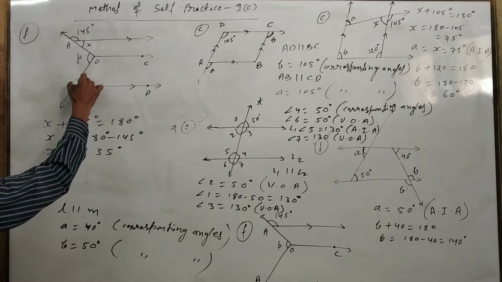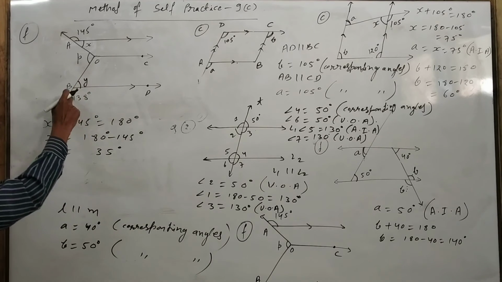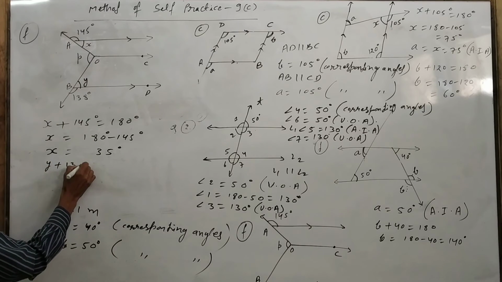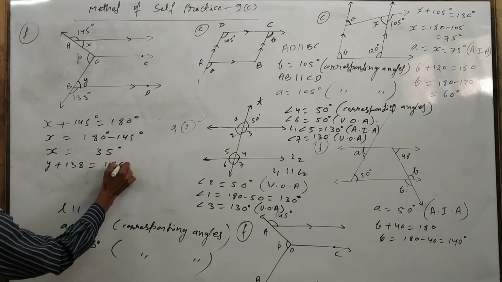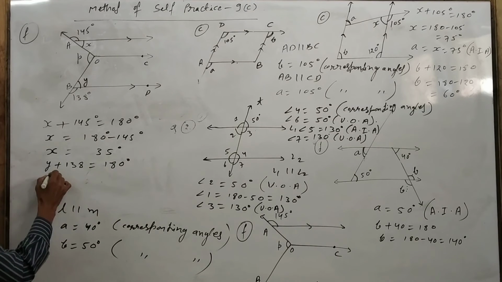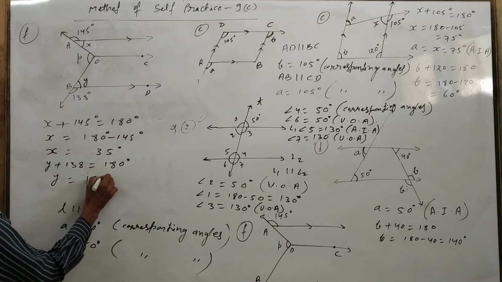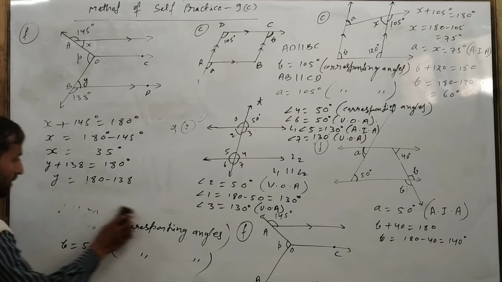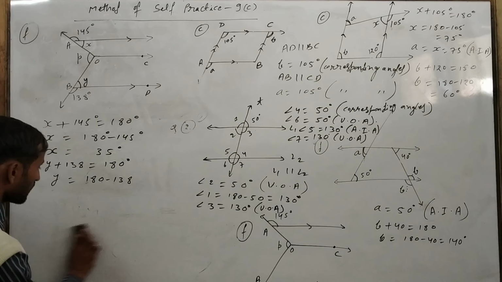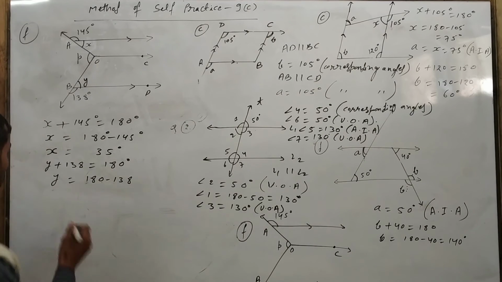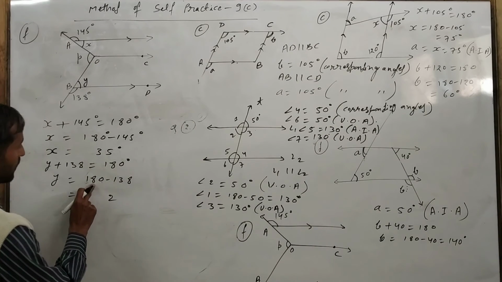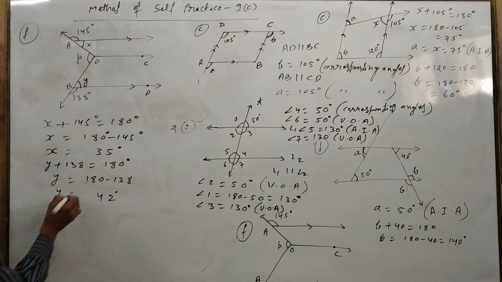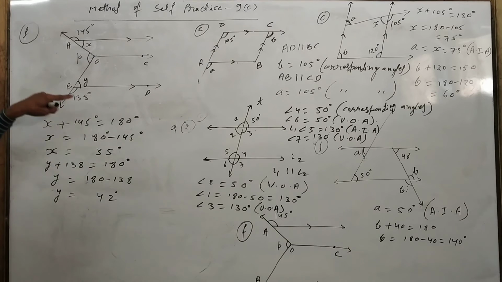Same like that, just suppose here also y. So these both angles will form linear pair angles. So y plus 138 is equal to 180 degrees. Okay, again we will transpose this to that side. So 180 minus 138, how much will come? Again we can find the value of y here also. So we will subtract here, it will come 2, and here 7 minus 3, 42 degrees. Okay, so y is equal to 42 degrees, x is equal to 35 degrees.